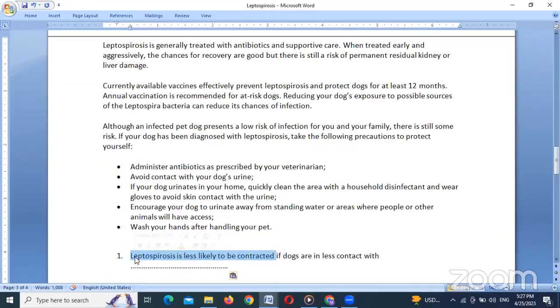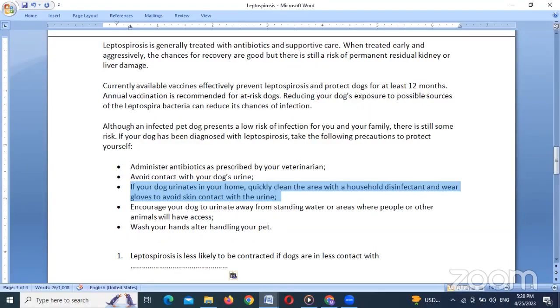So what does this mean? Chances of infection. So if dogs are in less contact with possible sources. Even I was not thinking this; this was a sample that I wrote a long time ago. Even I was thinking of the third bullet point.